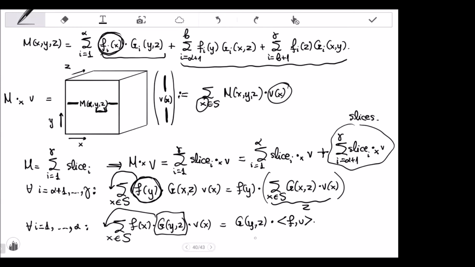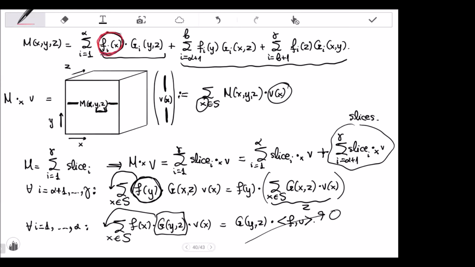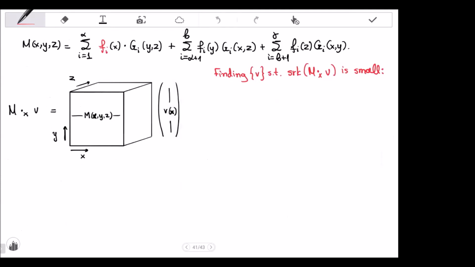I will pick V so that this inner product is 0, so that V is perpendicular to the F's I care about, so that all these first bits I don't understand are killed off. So that's the idea. I will pick V orthogonal to these F_i, and when I test my 3-dimensional matrix against those V's, this will always go away, and the rest will be slices. Okay.